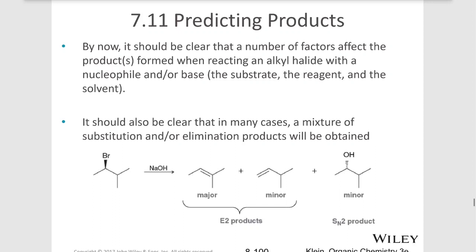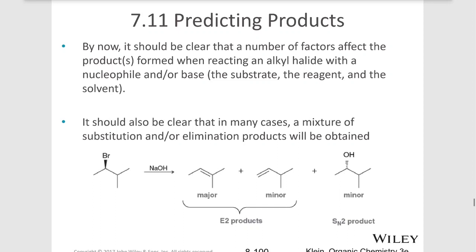Hello and welcome back. In this section we'll try to put together everything we've learned so far in this chapter in order to predict the products of a reaction dealing with SN1, SN2, E1, and E2.